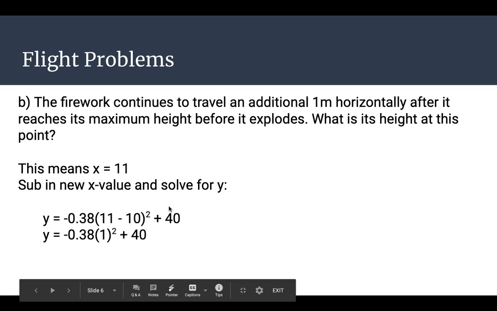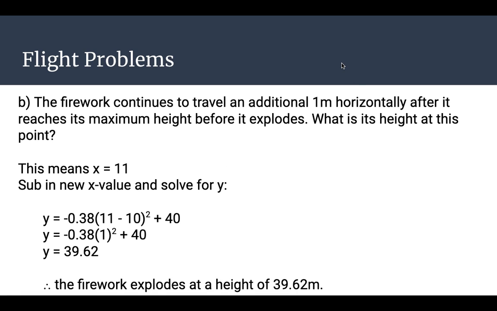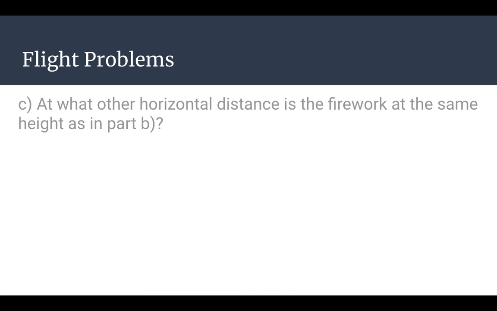And 1 squared is just 1. So our equation becomes y equals negative 0.38 plus 40, which is 39.62. So the height, therefore, the firework explodes at a height of 39.62 meters.